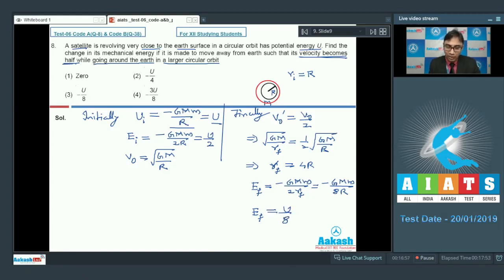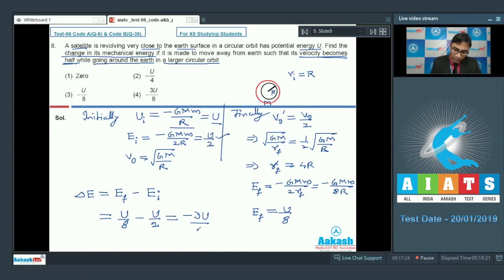So this is our total final mechanical energy and this is our total initial mechanical energy. But what do we have to calculate? We have to calculate the change in its mechanical energy. So the change in the mechanical energy will be equal to the final mechanical energy minus the initial mechanical energy, and that will be equal to U by 8 minus U by 2, and when you solve it you will get minus 3U by 8. So we can say that our final answer will be minus 3U by 8. So option number 4 will be the correct choice.